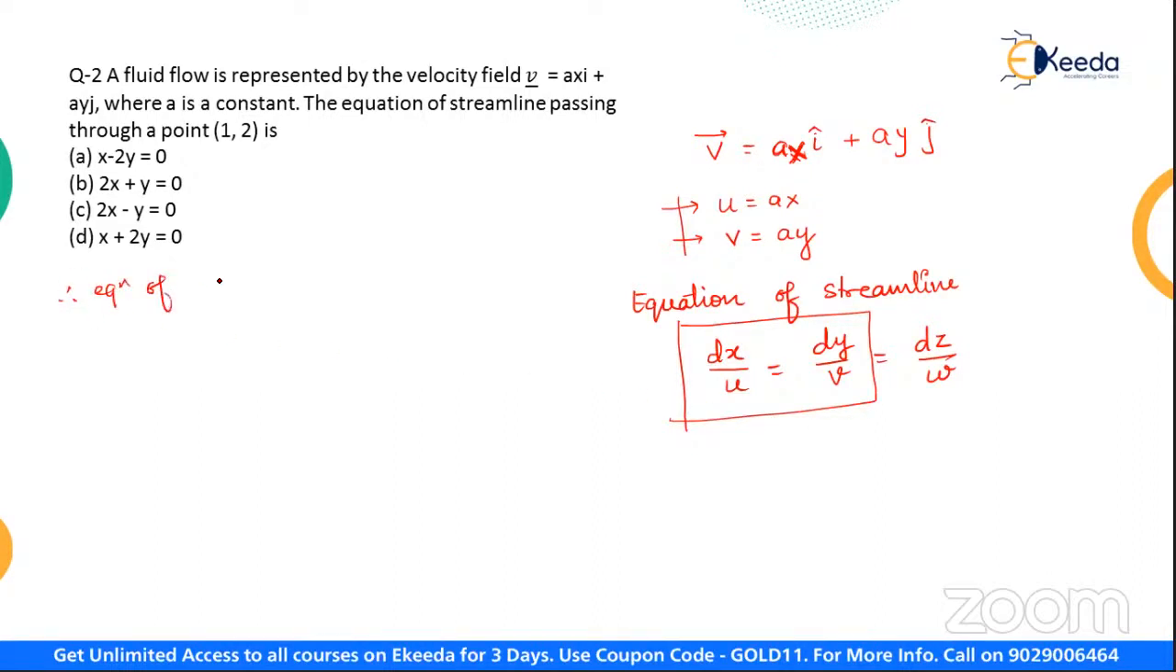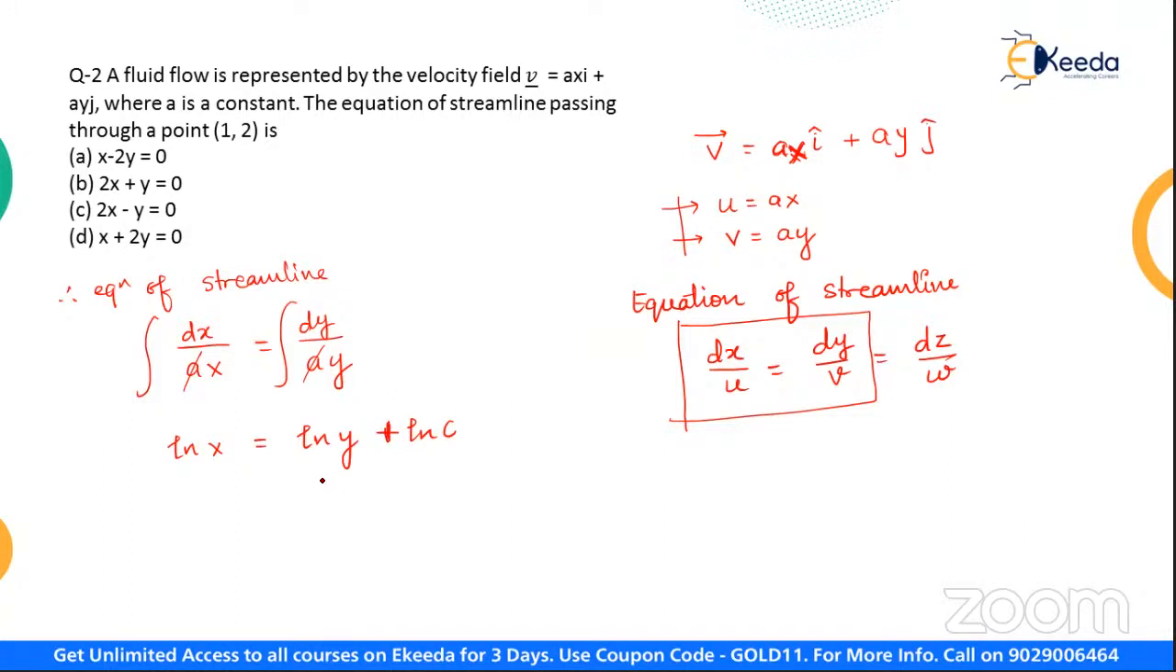Therefore, the equation of streamline can be written as dx divided by u, which will be a into x, equal to dy by a into y. Here a will be cancelled out, and if we integrate the remainder of the term, the integration of 1 upon x will be natural log of x, that will be equal to natural log of y, plus a constant will be present because of the integration, and let's say we are denoting that by c.